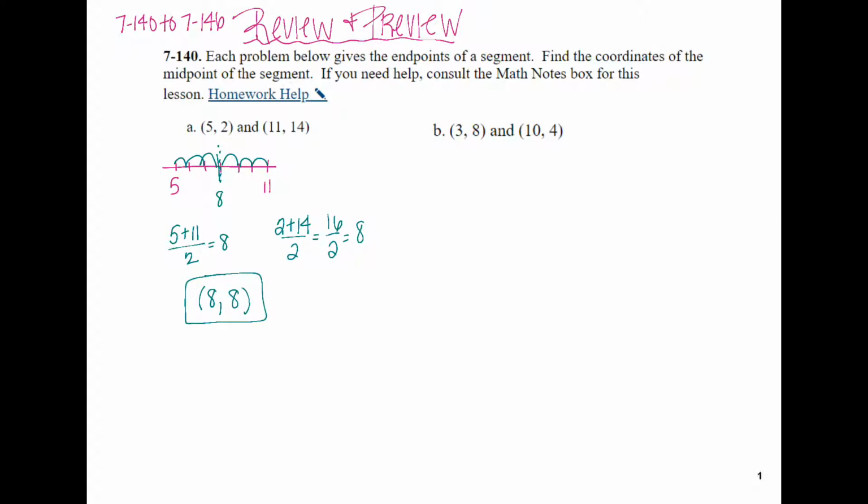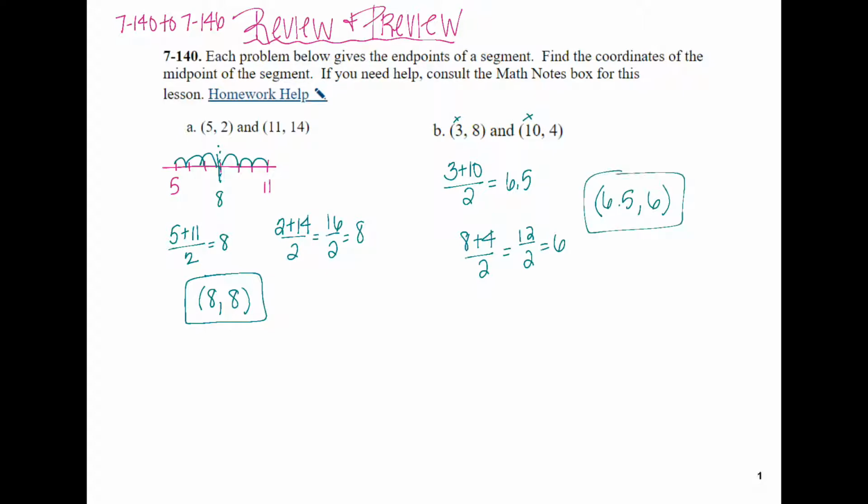Looking at B, if we take 3 plus 10, divide that by 2, we get 6.5. 8 plus 4 divided by 2, 12 divided by 2 is 6. So the ordered pair, be really careful. We want to make sure that our x comes first, 6.5, and our y-coordinate comes second.